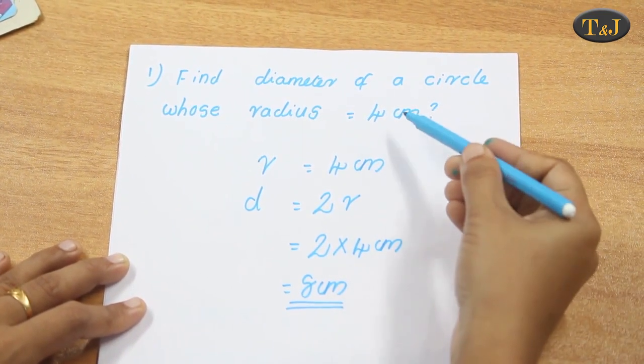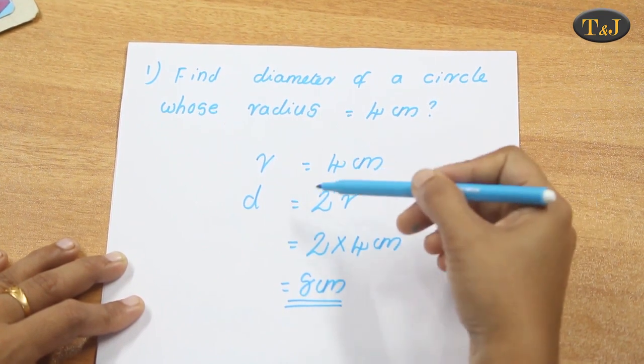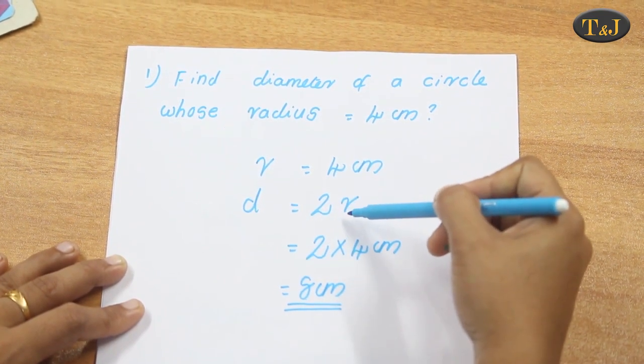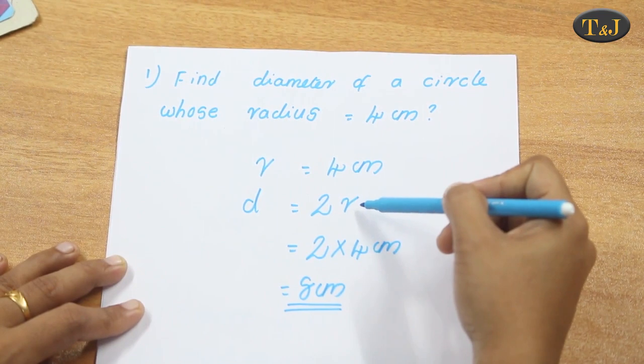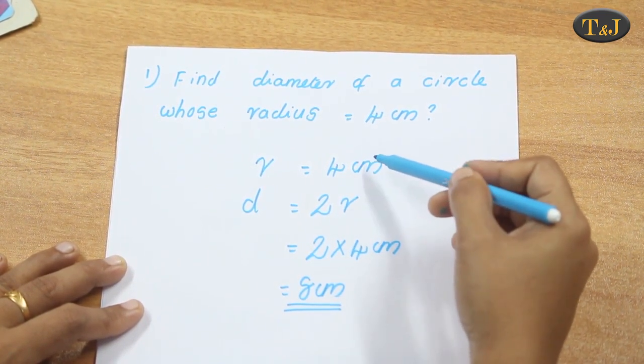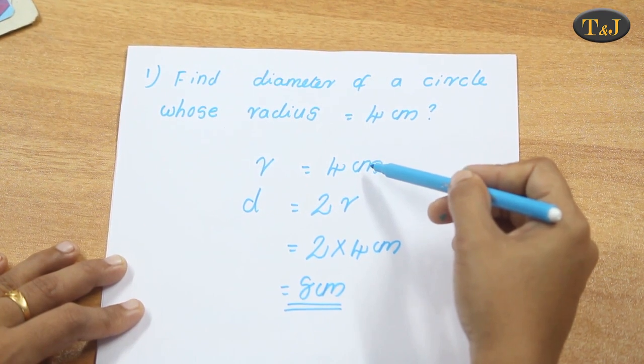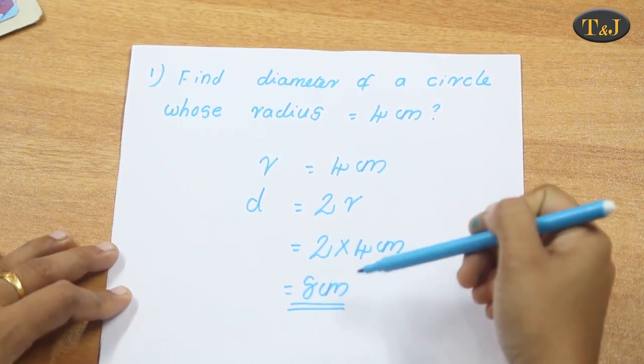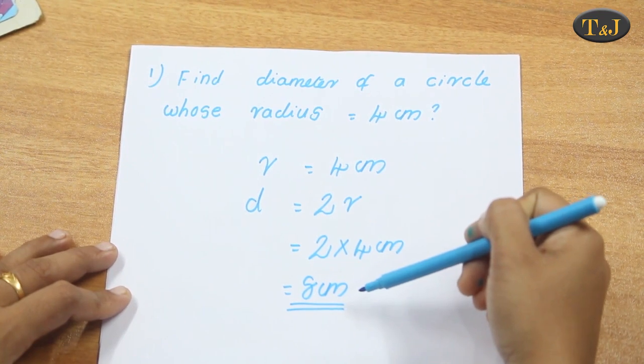Okay. Given that radius equals 4 centimeter, our formula is diameter equals twice the radius. That means 2 multiplied by the radius. In the place of R, we substitute the value of 4 centimeter. Then 2 into 4 centimeter equals 8 centimeter.